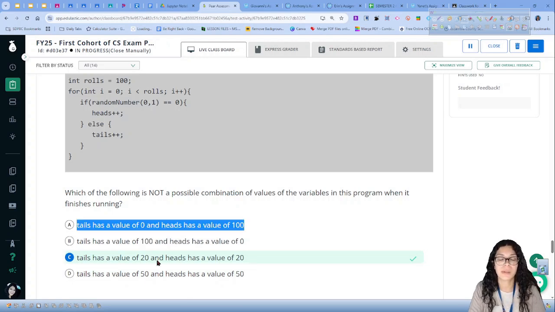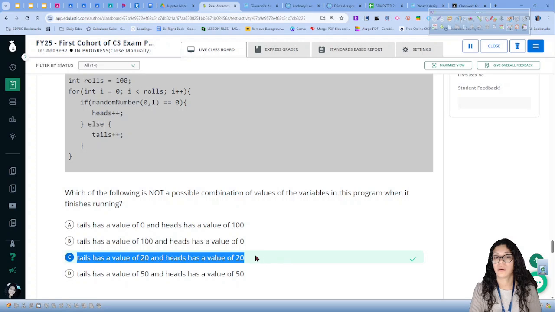What is not possible is that you flip the coin 100 times and you got tails 20 times and heads 20 times. Why? Because you flipped the coin 100 times, so you must have gotten a tails and heads total that is going to be 100. This would be only 40 flips. But we know that based on the program, the for loop is going to run 100 times. So the total must be 100, meaning that I flipped it 100 times. And that would mean that I only flipped it 40 times, which is incorrect.